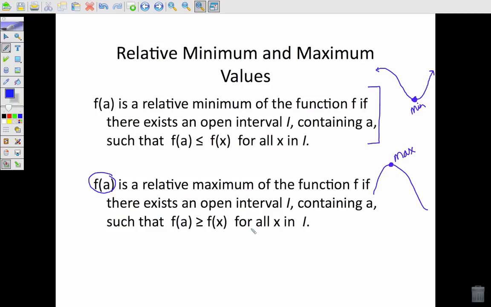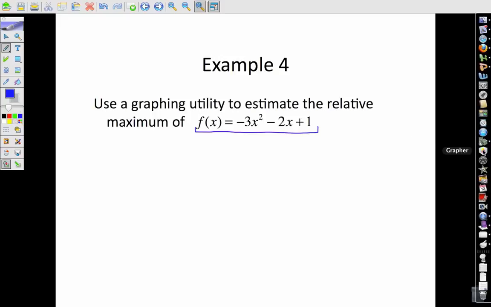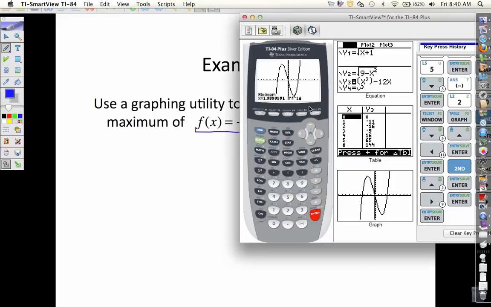So f of a, this is f of some point a, is a relative maximum of the function f if there exists an open interval I containing a such that f of a, so this is the most of that function right there, f of a is greater than the function for all x. All right, to find it, what you do is you put these in your calculator and you go ahead and calculate the vertex. Okay, let's look at what this one would be.